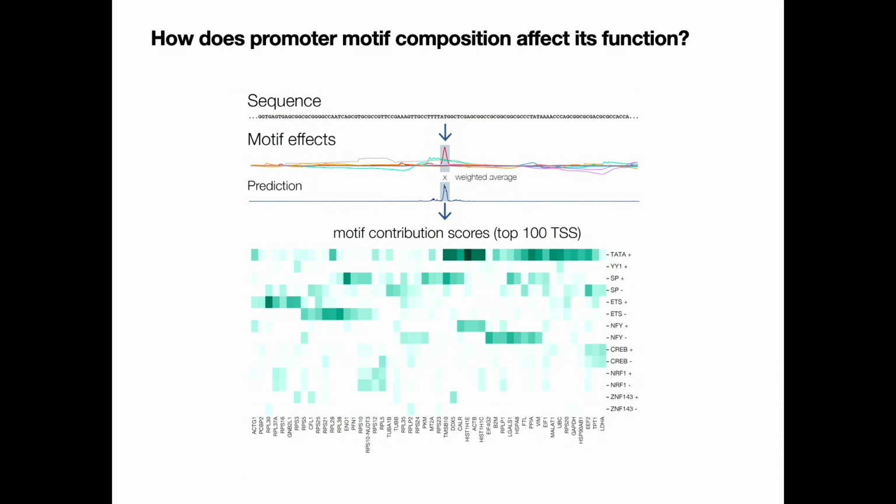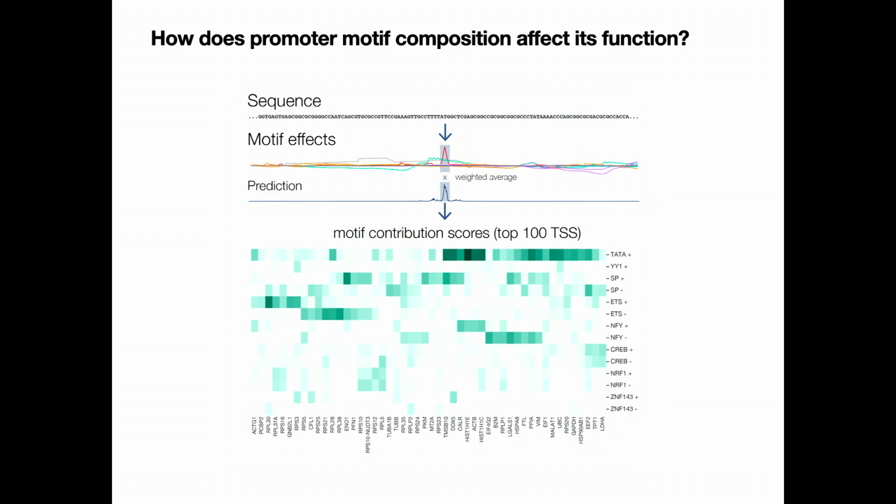So now we're quite confident about what the model has learned about how those motifs contribute to transcription initiation. And now we want to ask what it means for the gene, right? If we know which motifs are contributing to the promoter, we can now summarize the contribution of each motif to every promoter into a score. So here is an example of the contribution scores for all of those motifs to the top 100 most expressed promoters in the human genome.